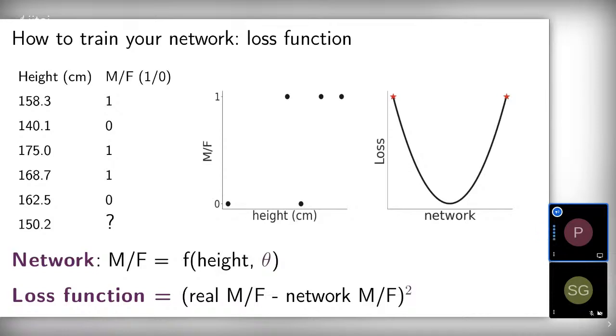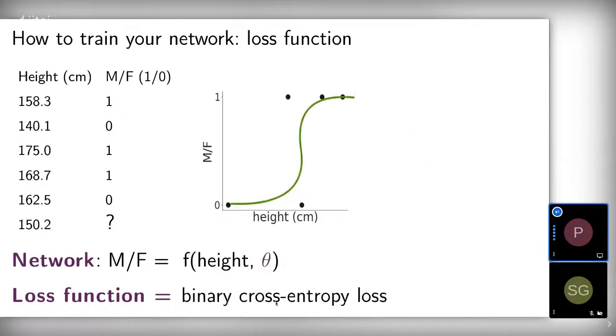So what you would actually need to do is, instead of the mean squared error, you would have to use something called the binary cross entropy loss. I will not get into the details of what this is, but it's a different loss function that would then help you learn the correct function, which in this case is a sigmoid.